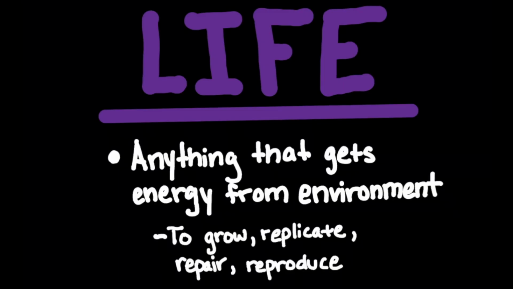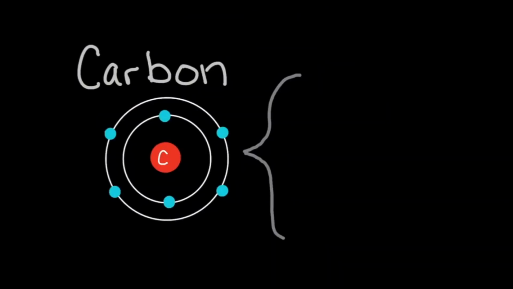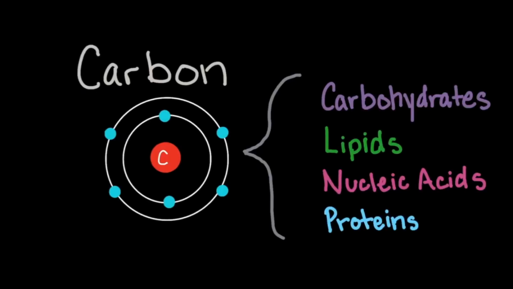So, what is life? Anything alive gathers energy from the environment. This energy is used for growth and/or replication, reproduction, and repair. An essential element for life is carbon. Carbon can combine with itself or other elements to form compounds essential for life. These include the four building blocks of life: carbohydrates, lipids, proteins, and nucleic acids.